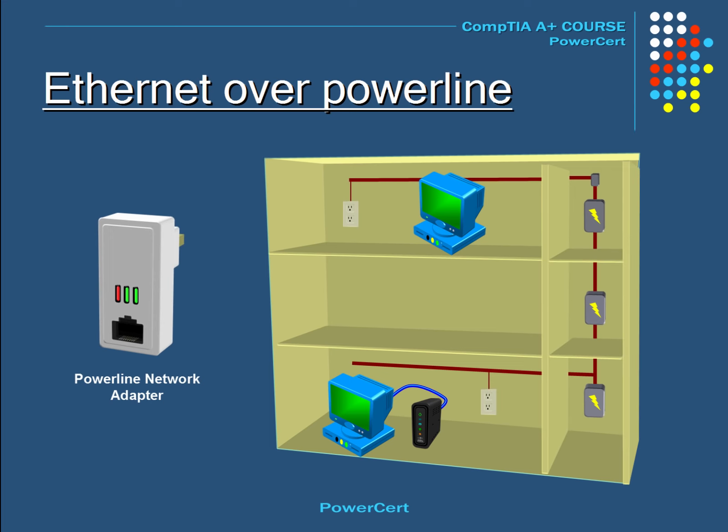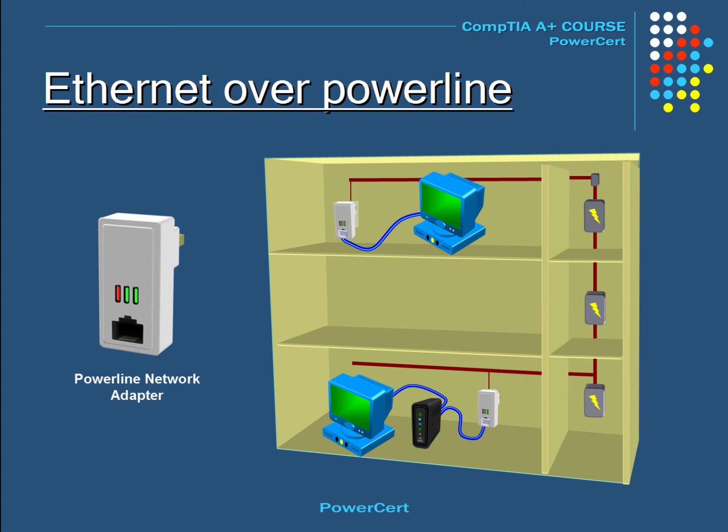So one of them plugs into the power outlet next to this computer up here, and then you will connect an Ethernet cable from the network port of the computer and the other end into the power line adapter's Ethernet port. Then the other adapter plugs into the power outlet next to the modem or router down here. Then you would plug an Ethernet cable from the modem or router to the power line adapter.